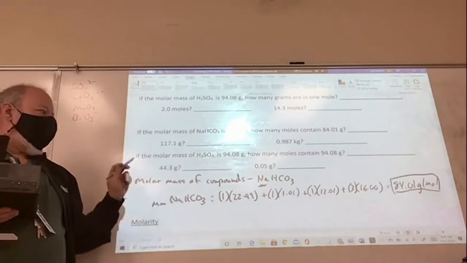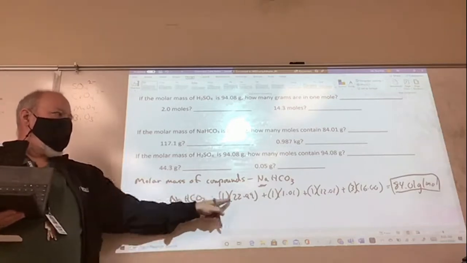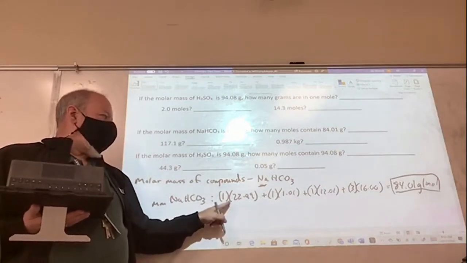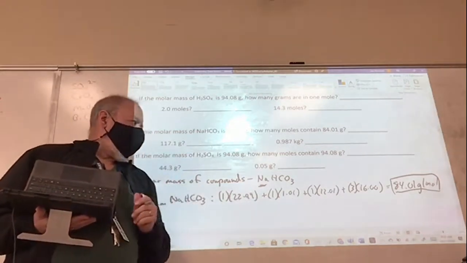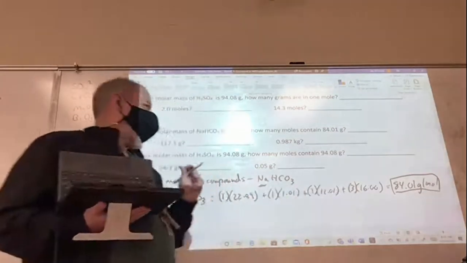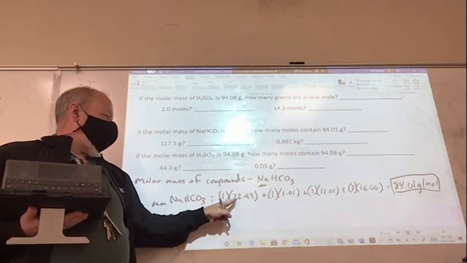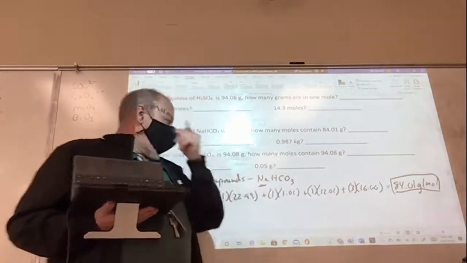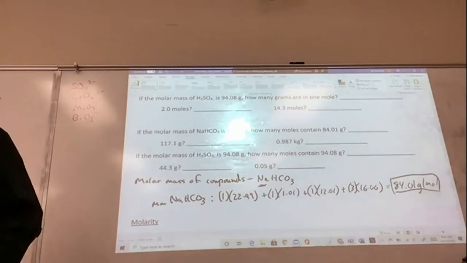My expectation will be that anytime you need to find the molar mass of a compound, you will write it out like this and show me this work. The only thing that I'll allow you not to do is put a 1 in front of an element that has just one atom. You certainly have to multiply everything else times the subscript, but if the subscript is 1, I will allow you not to write down the 1. You can just write down 22.99 plus 1.01 plus 12.01 plus 3 times 16. That's how you're going to show me that you know how to find the molar mass of a compound.